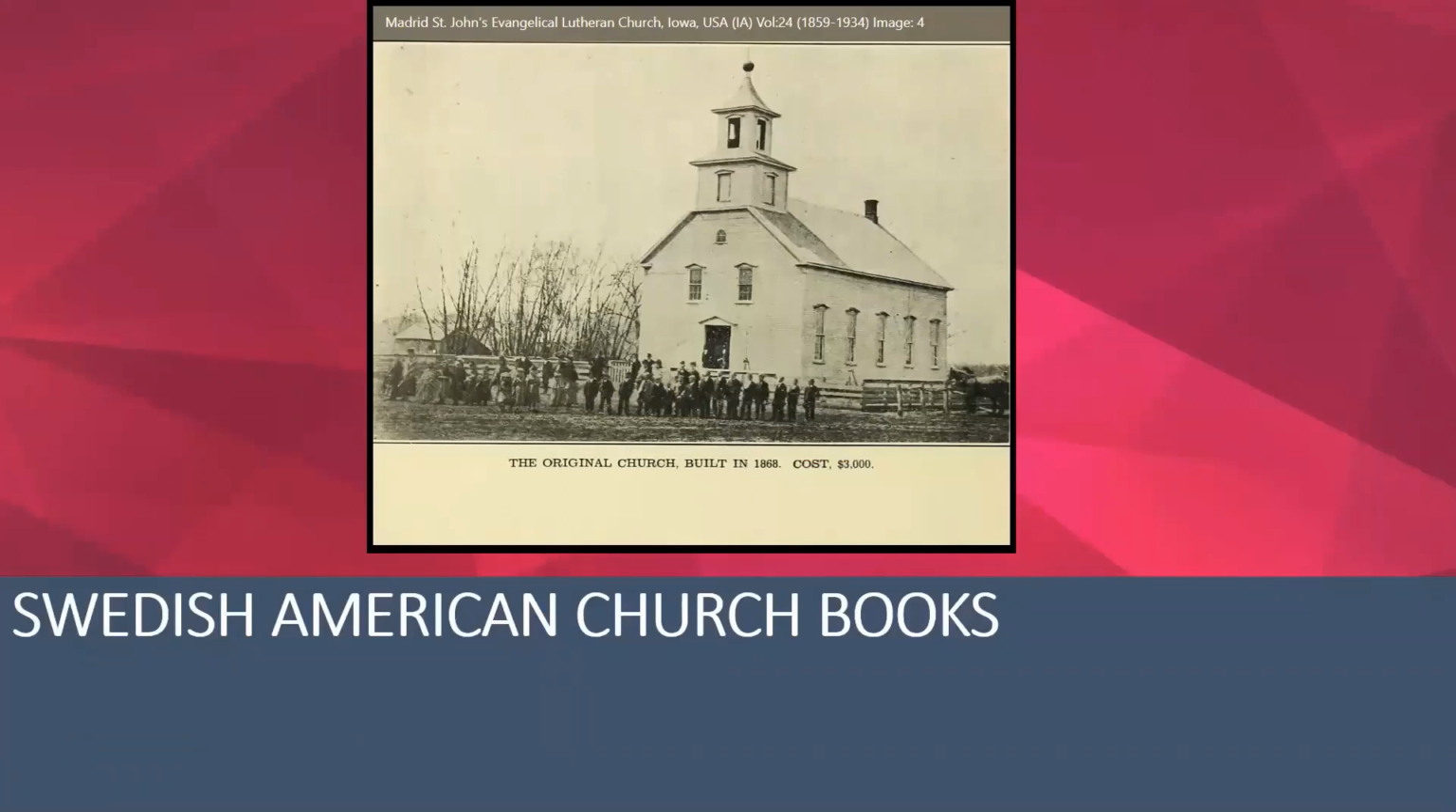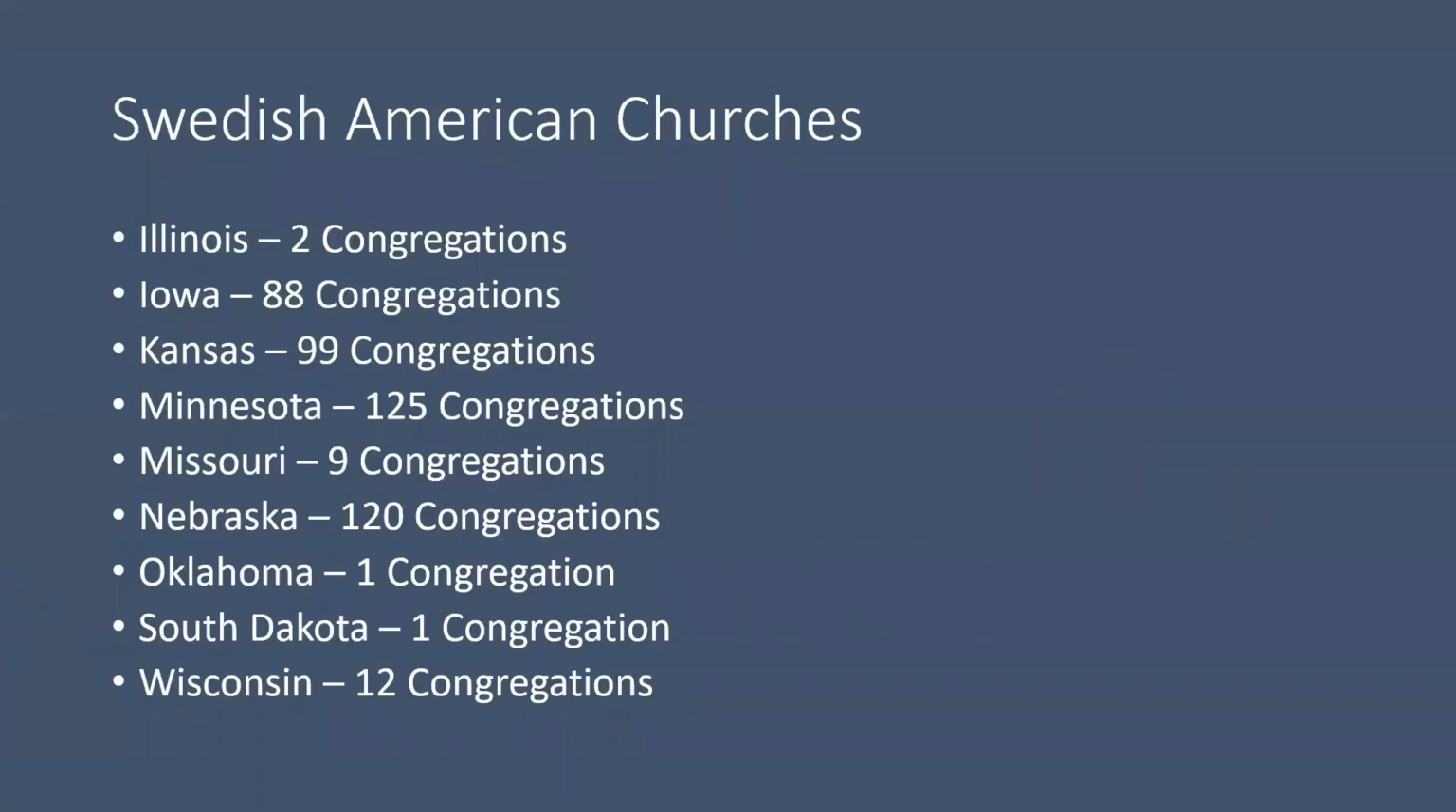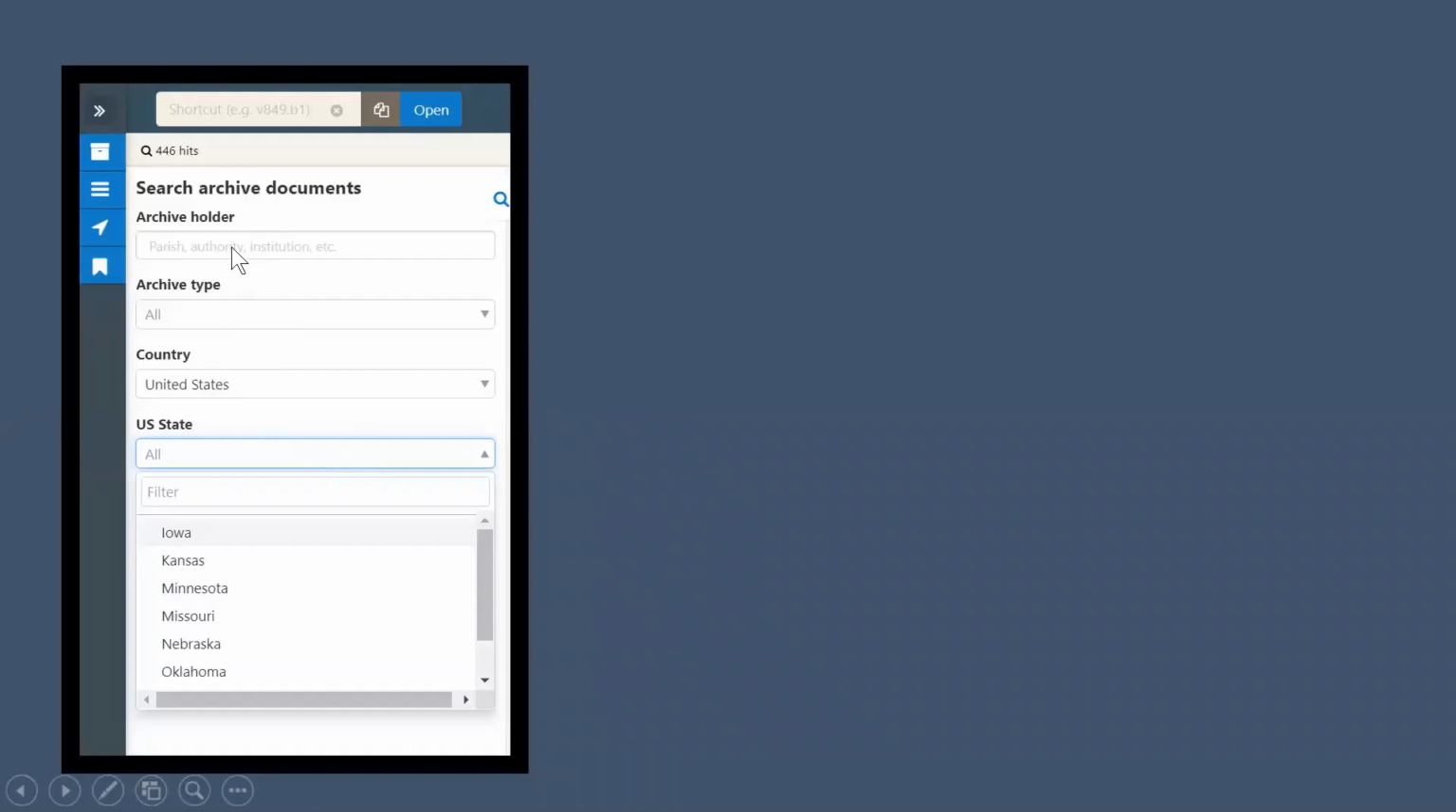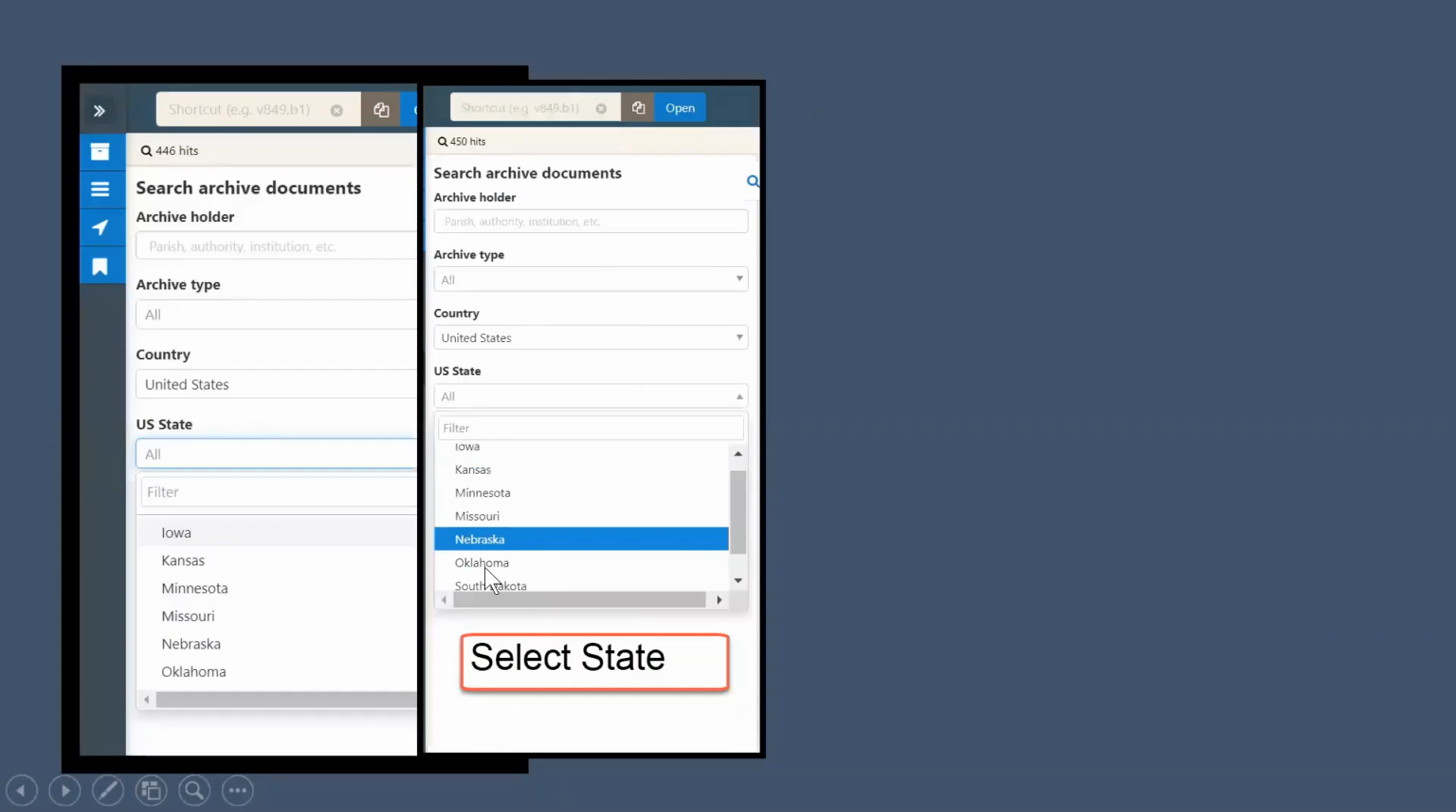Okay, an update on the Swedish American Church books. The largest number are really in Iowa, Kansas, Minnesota, and also Nebraska. We have a few in Wisconsin and also in Missouri, a couple in Illinois, and then one in Oklahoma and one in South Dakota. The way you find these records is you go into archive search, search for the country United States, and then you can also limit it by state. In this case, Nebraska.